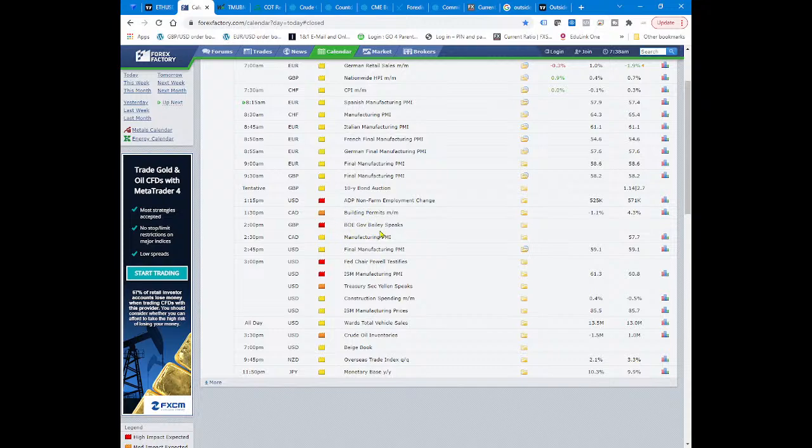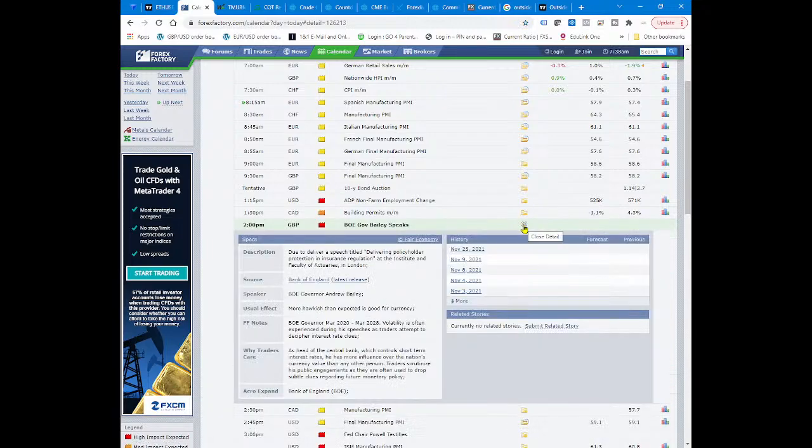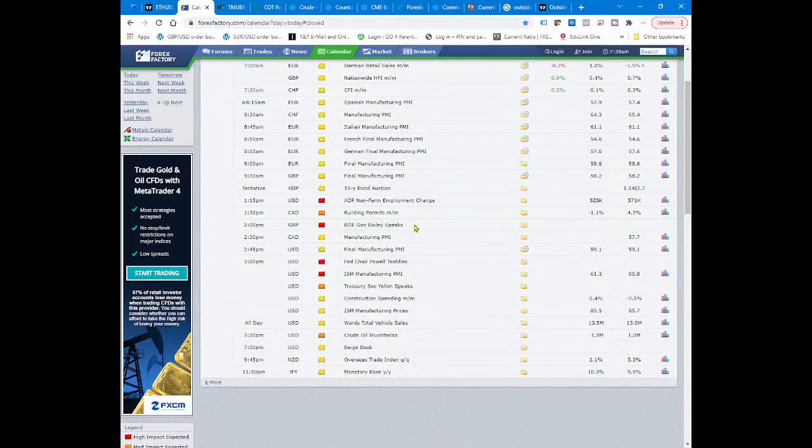Bank of England governor speaking there at 2 p.m. It really depends where he's going, due to deliver a speech entitled Delivering Policy Hold Protection and Insurance Regulation. Not sure that's going to really kick the markets too much somehow, unless someone was to ask him a cross question. Insurance and banking, anyway.